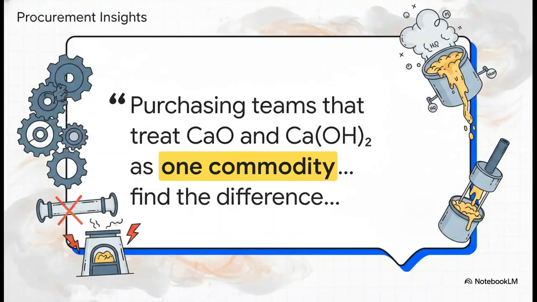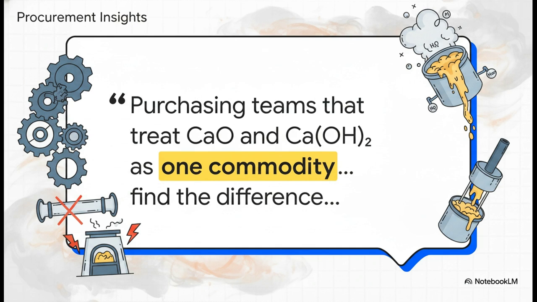Far too often, teams treat calcium oxide and calcium hydroxide like they're the exact same, completely interchangeable commodity. Why? Simply because they both have lime in the name. But this quote really hits the nail on the head. "Purchasing teams that treat CaO and Ca(OH)2 as one commodity called lime usually find the difference at the worst possible moment: a blocked injection lance, a slaker running away."